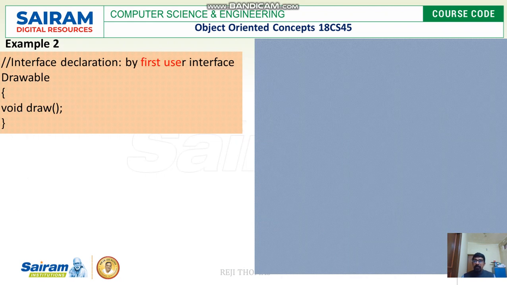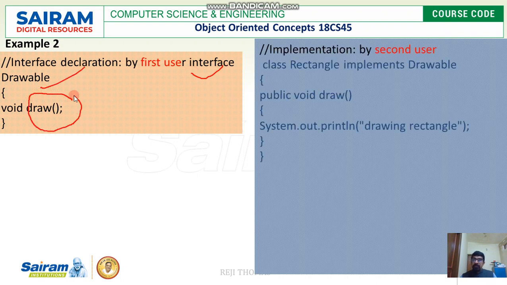Let us see another example where you can find an interface. Take it as interface drawable, which is going to have a single method called draw. Let us say the interface is done by the first user, and what the second user is going to do is implement this method called draw, and use this method to draw a rectangle.